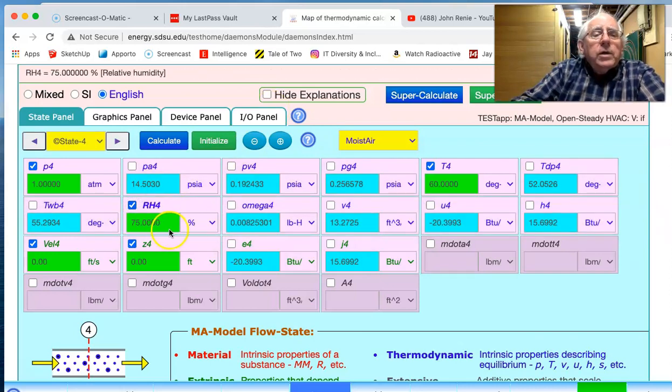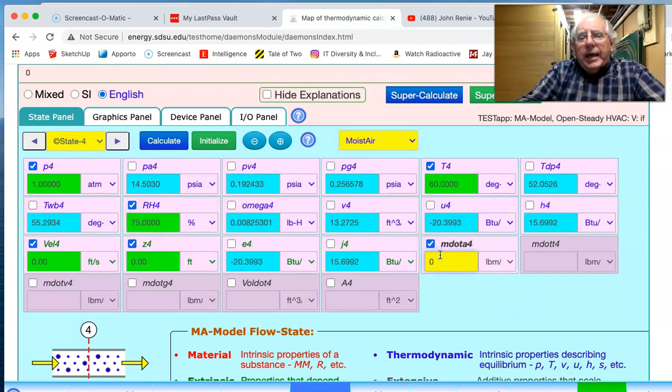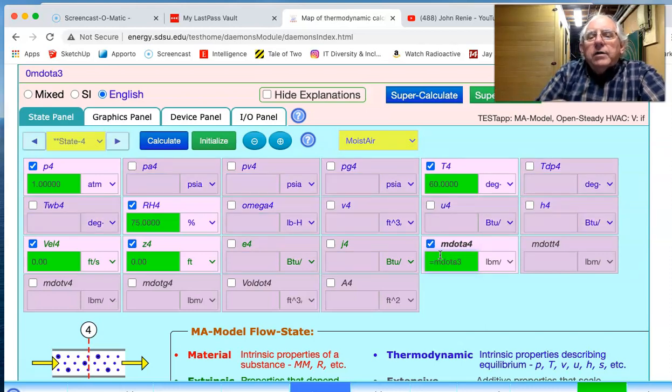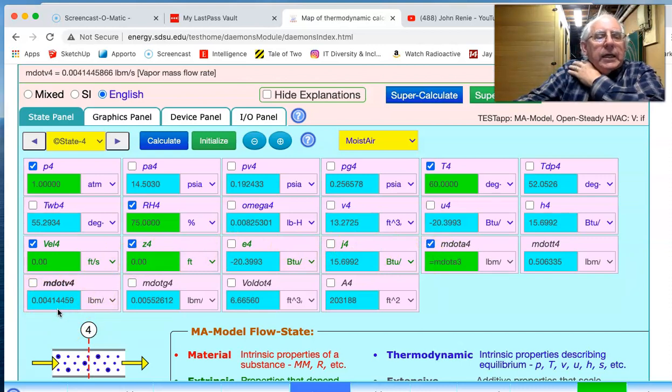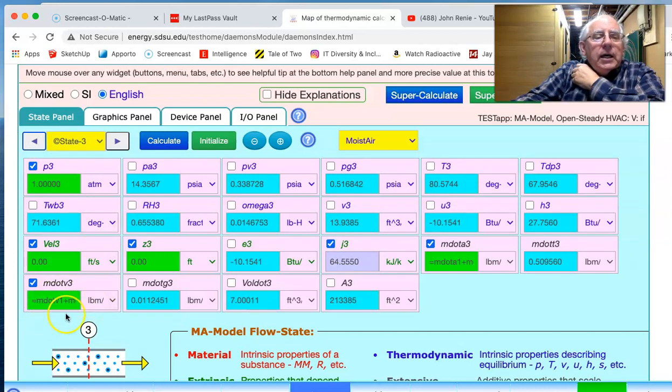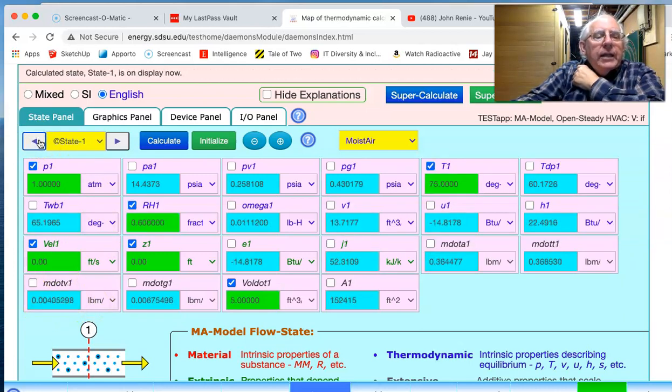Now, what we do know in this particular problem is that the mass of dry air does not change between 3 and 4. The total amount, which was calculated in state 3, is equal to the total amount of dry air at state 4. And so for this amount of dry air at this temperature and at this overall pressure, at this relative humidity, we now see that the amount of vapor is 0.0041.